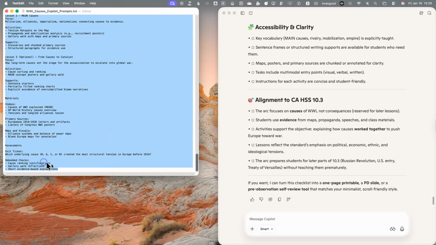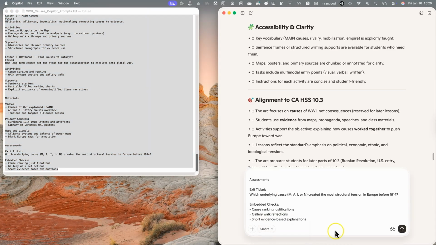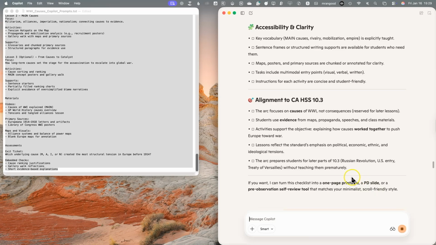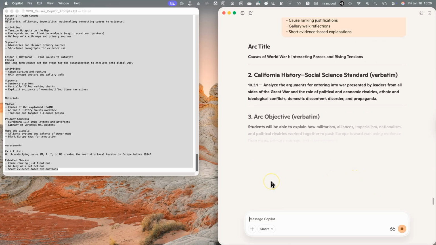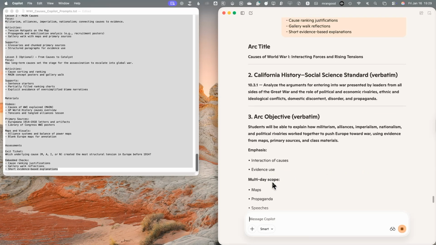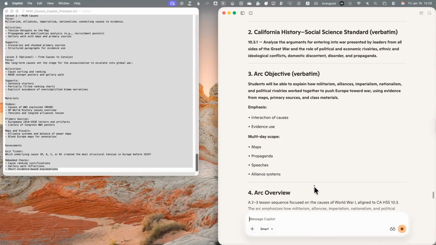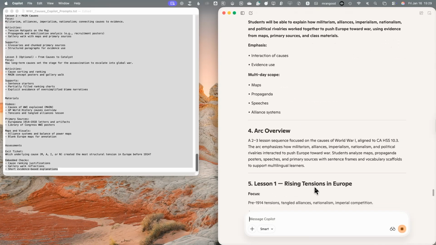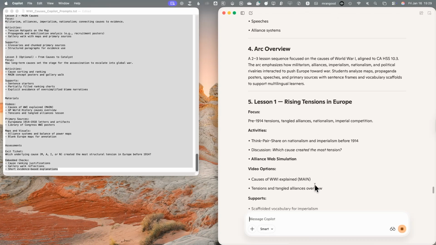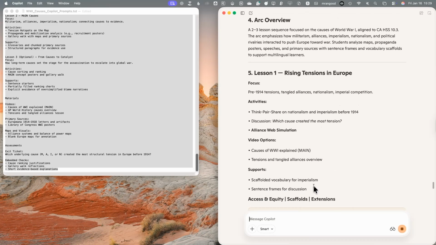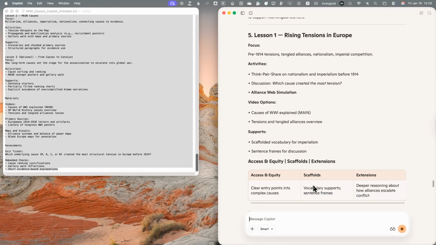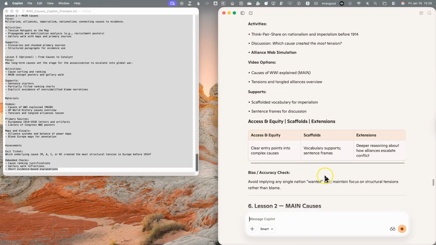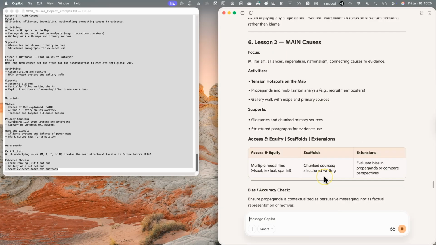Now I'm assembling the full lesson arc using only the components I selected. At this point, I'm intentionally narrowing focus to California History Social Science Standard 10.3.1 so the causes of World War I receive sufficient depth. Copilot is synthesizing and organizing all the information planned so far, but is not choosing for me. Notice how access supports and bias checks are woven into the lessons instead of added at the end.